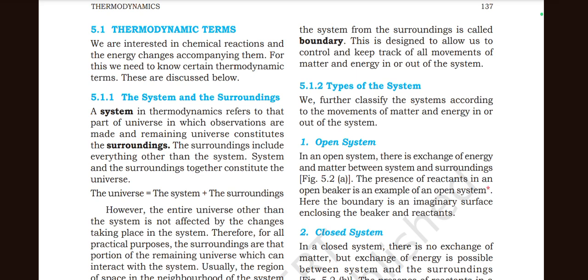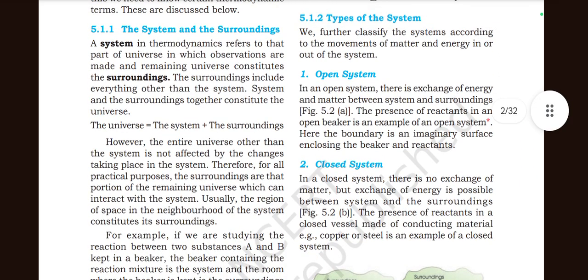First, open system. In an open system, there is an exchange of energy and matter between the surroundings and the system. The presence of reactants in an open beaker is an example of an open system. Here, the boundary is an imaginary surface enclosing the beaker and reactants.